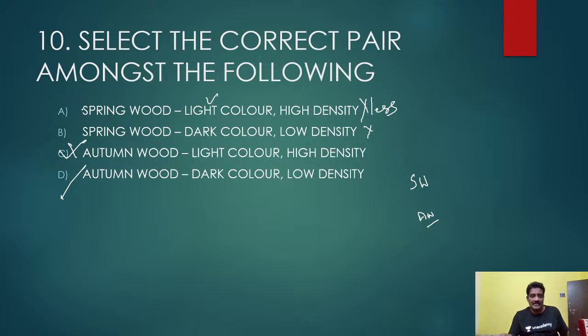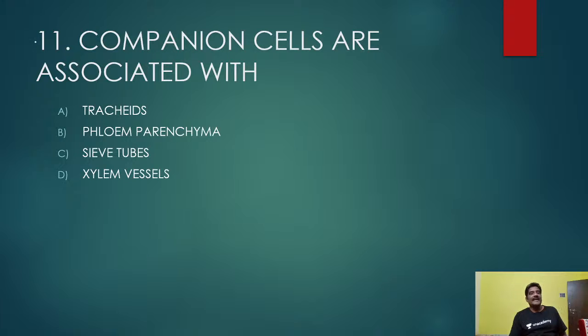Another important question here, on companion cells. Companion cells are very important. Companion cells are associated with sieve tubes, as already explained. But one point you have to remember: this is the sieve tube, this is the companion cell. Companion cells and sieve tubes have the same origin. From a single cell only they develop. That point you have to understand. That is one more important bit under companion cells.